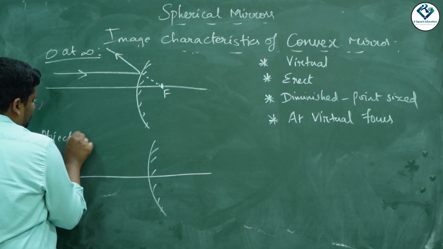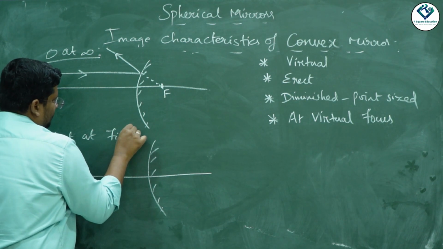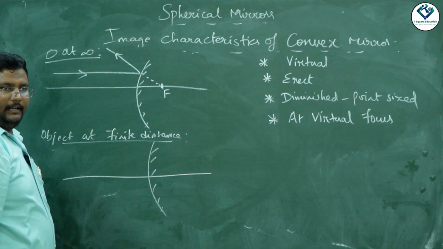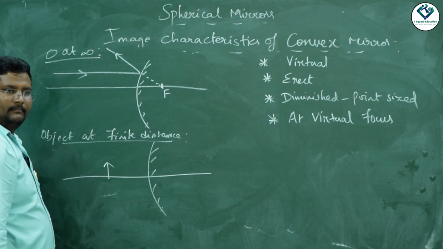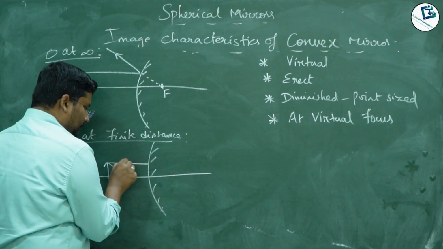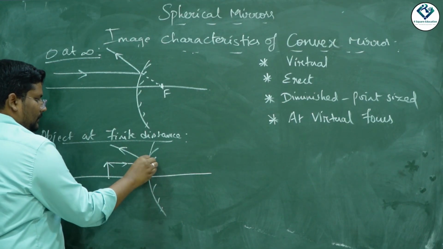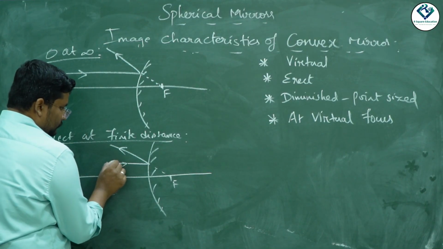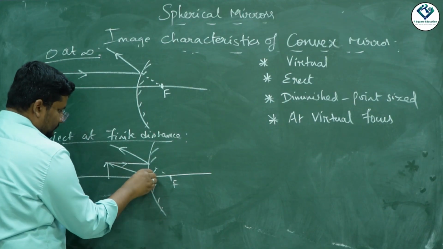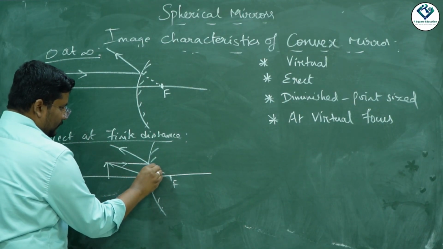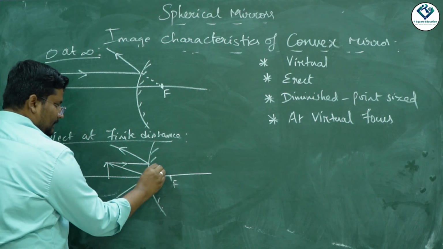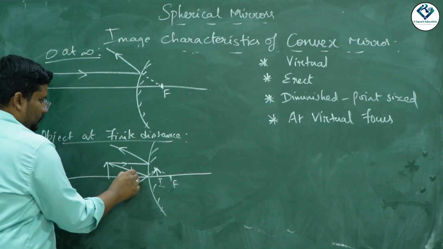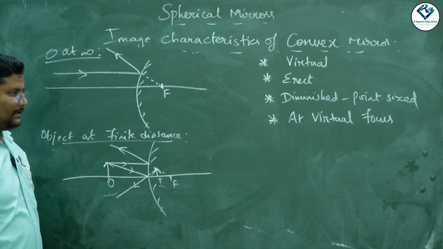Suppose the object is at a finite distance. Let me take somewhere here. One light ray is going to be parallel to the principal axis, and it is going to cut the focus of this point. Another ray, if I pass it through the pole, so these two rays are going to meet somewhere. Yes, so this is where the image is going to be formed. Yes or no?